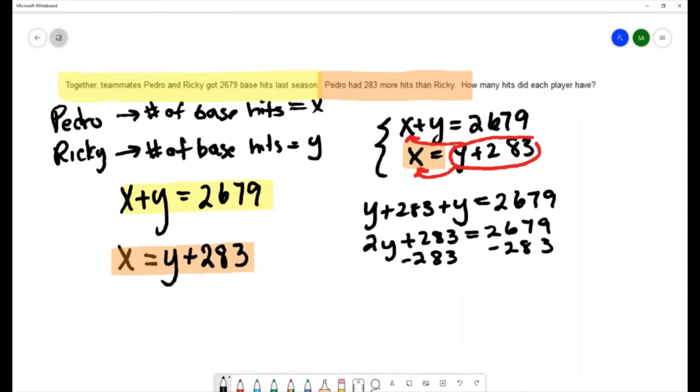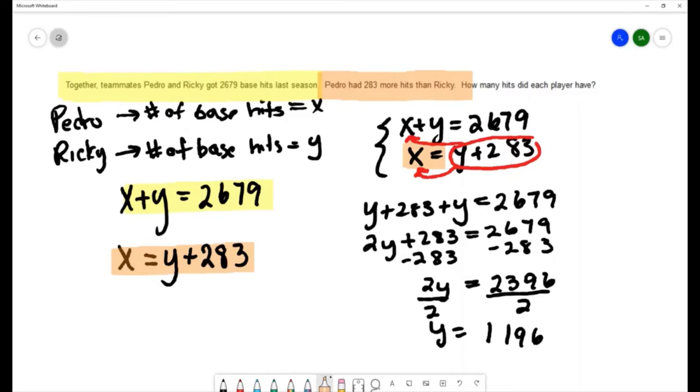I'll subtract 283 on both sides. So let's see, we need to do 2,679 minus 283, and that gives me 2,396. And 2y on the other side. I'm going to divide both sides by 2, giving 1,196. So remember that Y represents the number of hits that Ricky has. Y represents the number of hits for Ricky. So we have that Ricky has 1,196 base hits.